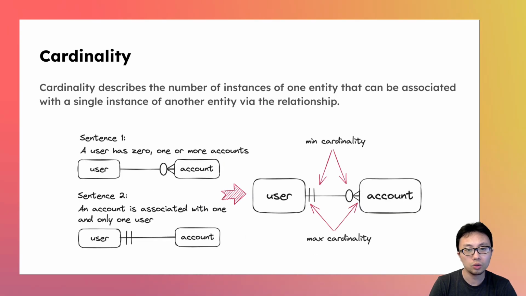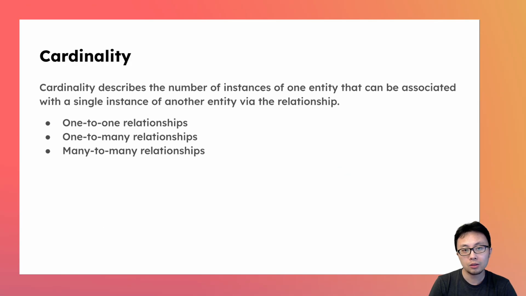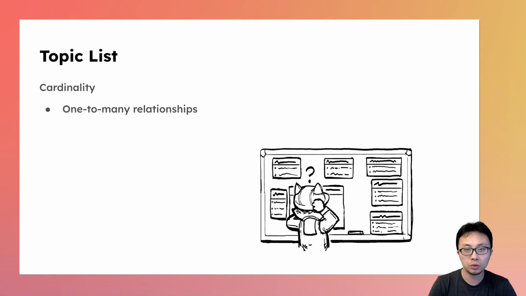In the end, you are supposed to merge the two directional relationships as one relationship between user and account entities. After they merge, the positions of the two min and max cardinalities would be exactly the same as if you draw them individually. From the lens of cardinality, we can put all the relationships into three baskets, including one-to-one relationships, one-to-many relationships, and many-to-many relationships. We will look closely at one-to-many relationships in this video.